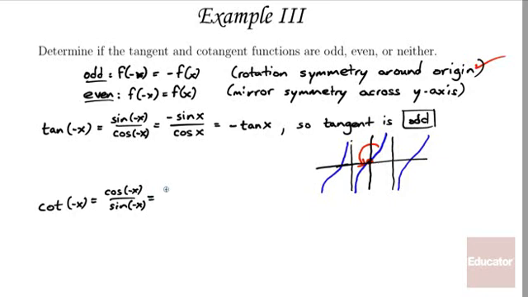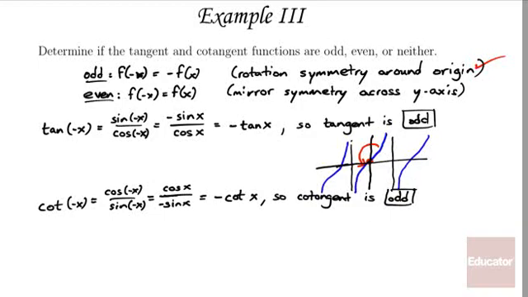Just like before, cosine of negative x is cosine x, because cosine is an even function. Sine of negative x is negative sine x. And so what we get is negative cosine over sine, negative cotangent x. So cotangent is odd also. It's also an odd function. And again, we can check that looking at the graph.